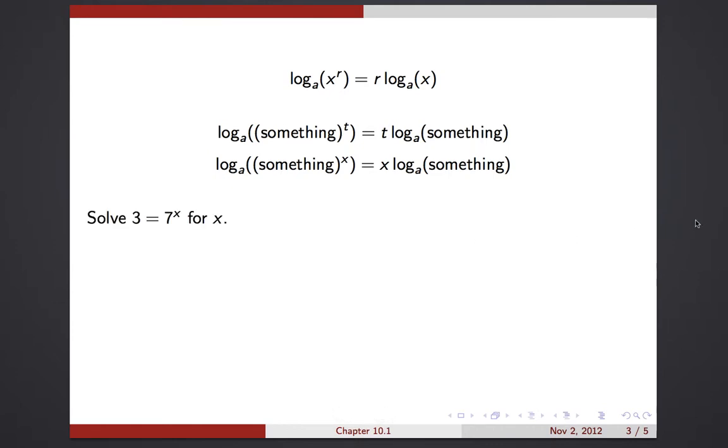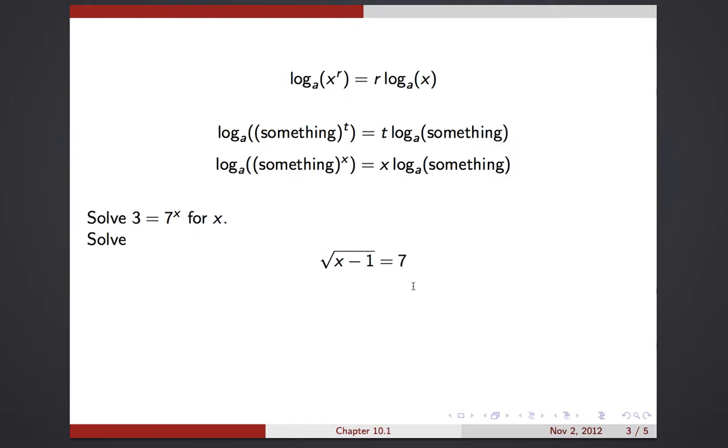So the way that this property arises is when you see equations like this. Somebody asks you, okay, solve 3 equals 7 to the x for x. Before I solve that, I just want to do another motivational example that may or may not have anything to do with what we're doing. But consider an equation like this: square root of x minus 1 equals 7.